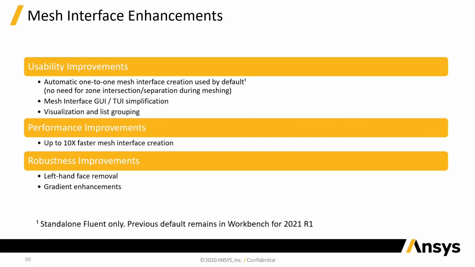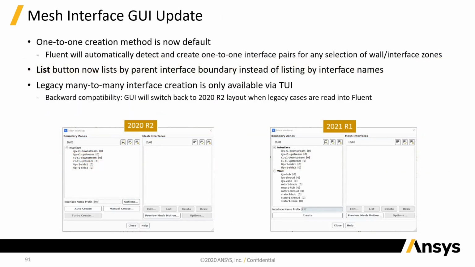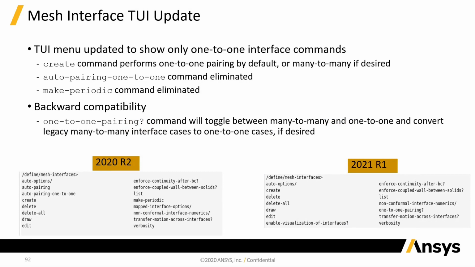There've been some mesh interface enhancements. So usability, we'll see later, there's been improvements to the GUI, there's been improvements to speed up, and then there's been some improvements to the robustness by cleaning up things like left-handed faces. So the GUI's been improved to have it both simpler, so we can see the interfaces, we can see the walls that we might want to make into interfaces, and it's just quicker and easier to use. There's been some improvements in the TUI to make it, if you want to do things in scripting, there's some extra options.